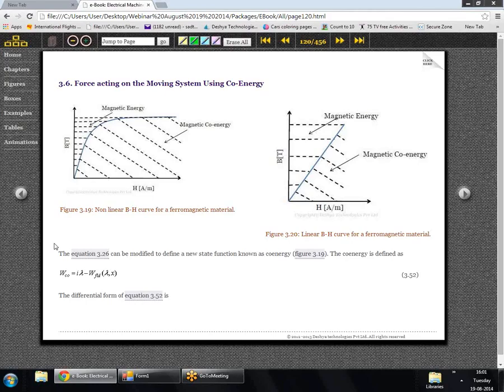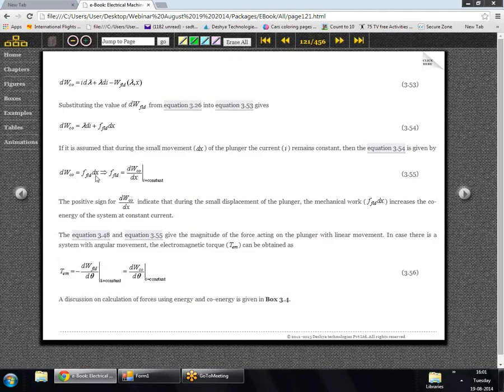In simple terms, we can write down the magnetic co-energy as I lambda minus the area covered by the field energy, which is given in equation 3.52. So equation 3.52 actually shows the co-energy. Once we know the energy of the system, and if we know the lambda versus I curve of the system, we can find out the co-energy of the system. And again, using the co-energy, we can also find out the force acting on the system.